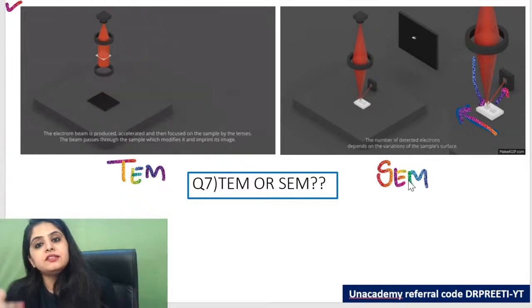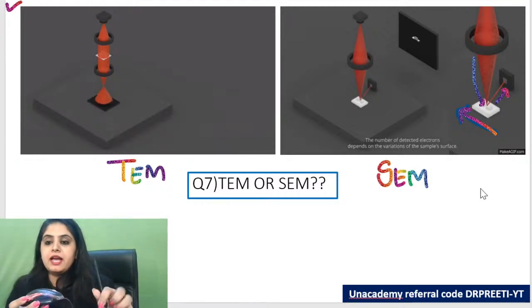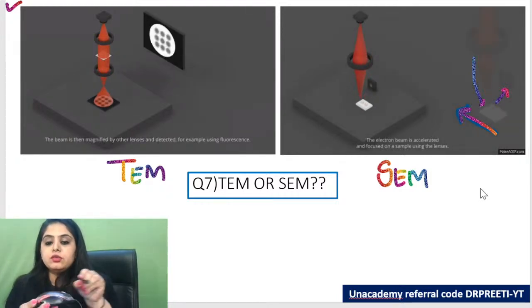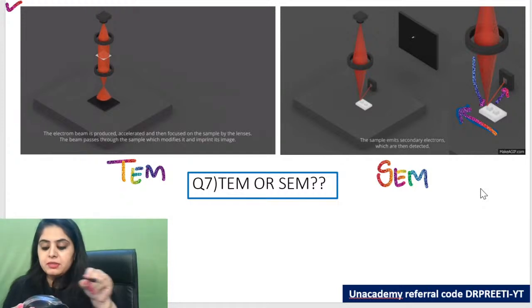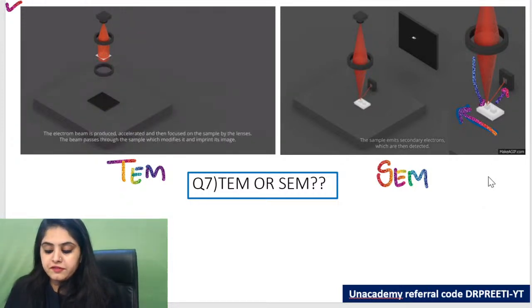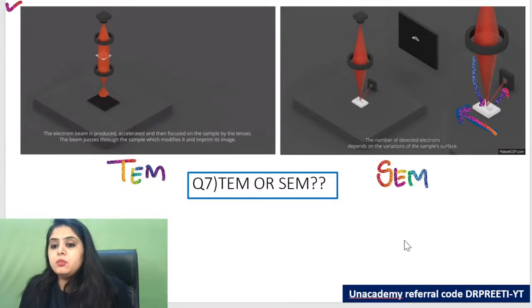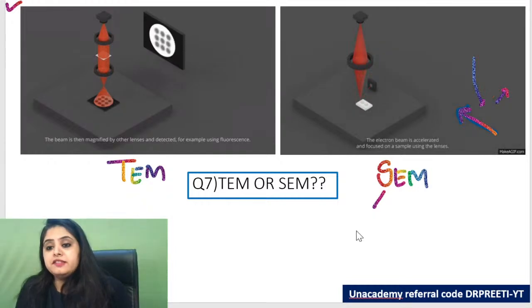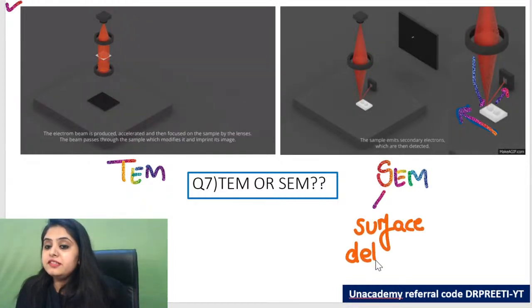When it is scanning electron microscope, imagine this is your specimen and it is just getting scanned. Tell me which of them is telling me the surface details. Scanning or transmission, which of them is giving me the surface details of the specimen? Now think, analyze. Which one is giving surface details? The one which is scanning. So can I say the better one for getting surface details? The better one, very good. The better one for getting surface details is going to be SEM.